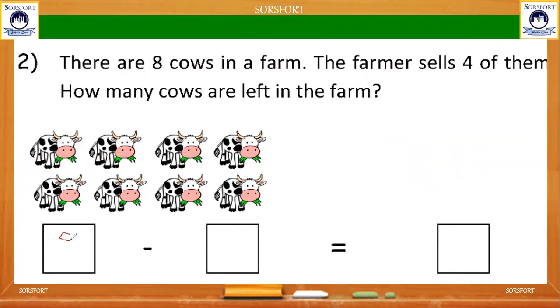There are 8 cows. The farmer sells 4. 1, 2, 3, 4. 4 of them he sells. Remaining how many cows are there? 1, 2, 3, 4. 8 minus 4, 4.